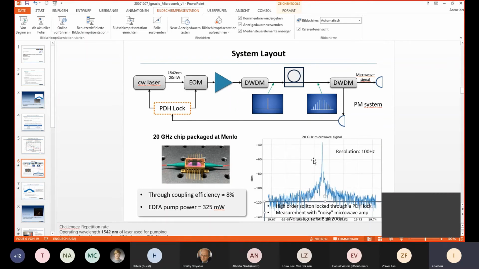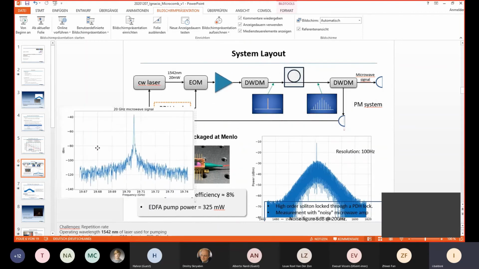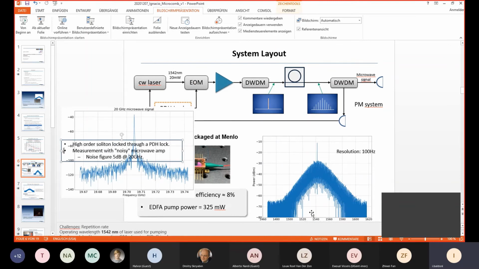So the first concept that we did was to work with a 20 gigahertz chip package here at Mello. The package was done into a butterfly package, also working with PM lensed fibers. All this system is PM. And we were able to accomplish 8% through coupling efficiency, which is not that much. With an EDFA pump power of 325 milliwatts, we were able to get a nice solitonic comb, but this is not the repetition rate that we want to work with.